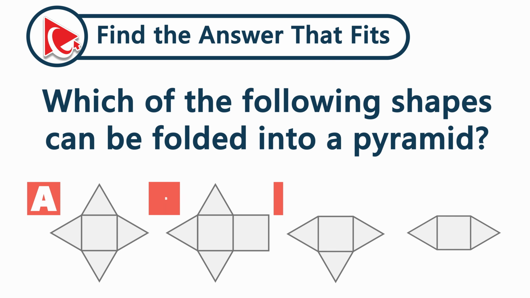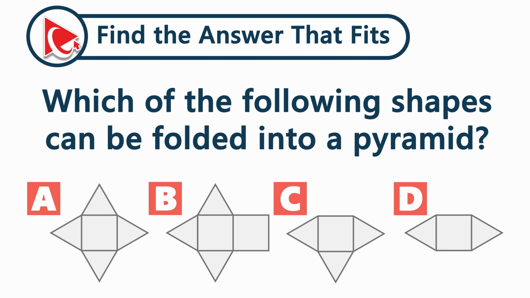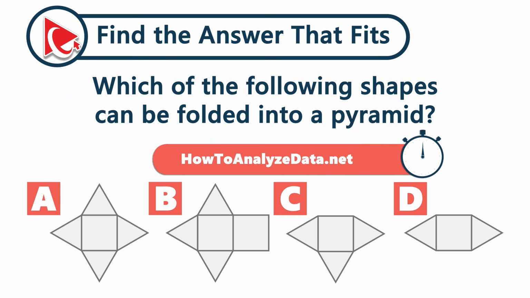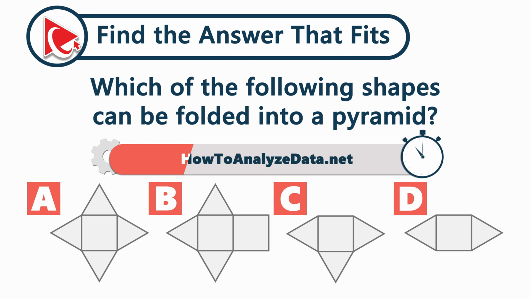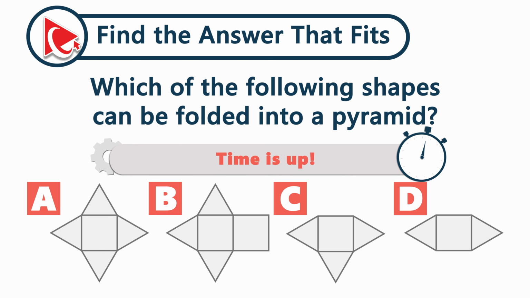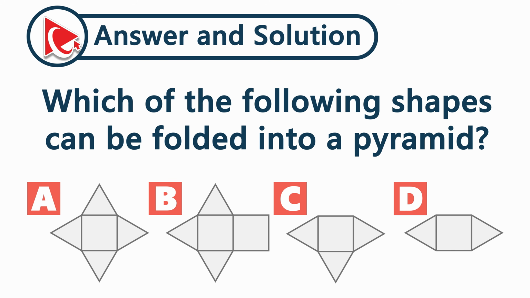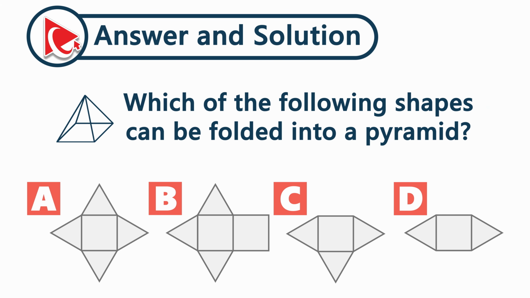You're looking at flat shapes that could become something 3D. Only one of these blueprints can be folded into a classic pyramid. Can you spot it? Focus on the base shape and the triangles. Which layout would let you fold 4 triangles upward around the square?